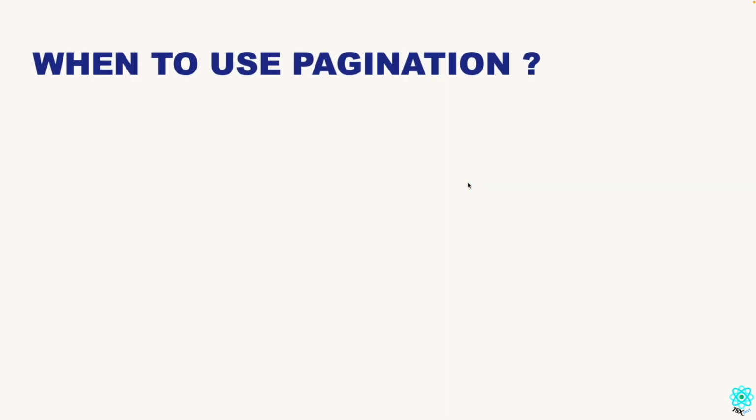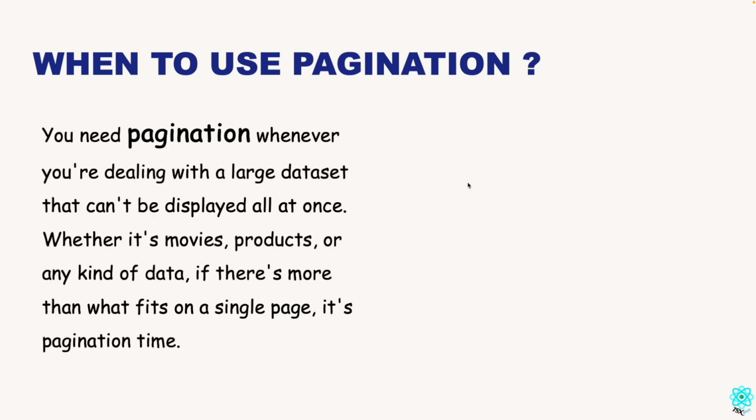And when do we actually use this? First things first, if you're dealing with APIs and you have lots of data coming from the API, you must use this. So there's a definition for this. You need pagination when you are dealing with a large data set that can't be displayed all at once, right? Whether it is movies, products, or any kind of data, if there's more than what fits on a single page, it's pagination time, right?